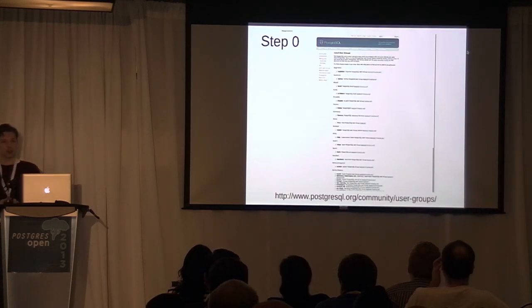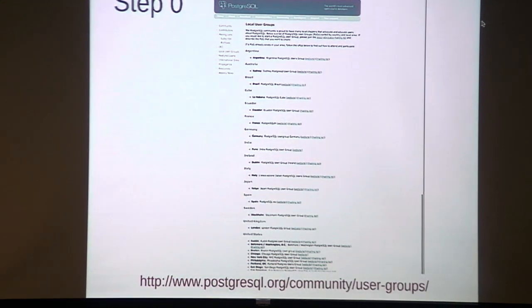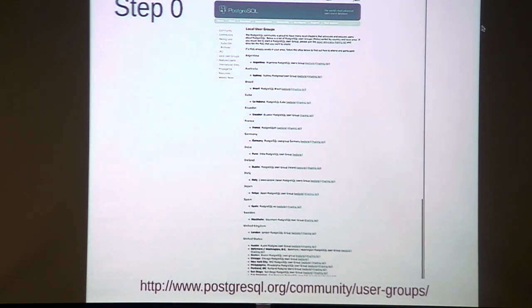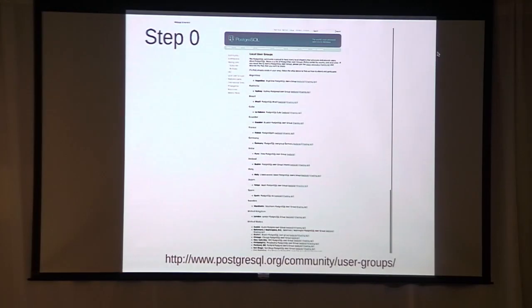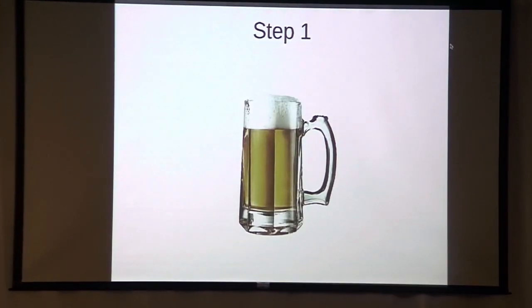The first thing you do to start a user group is email the advocacy list or check this list right here to see if there's any user groups available in your locale. And if there's one, you should join it and participate because it's a lot of fun. And if there's not, you should start it up. Because the first step is you've got to get people together.